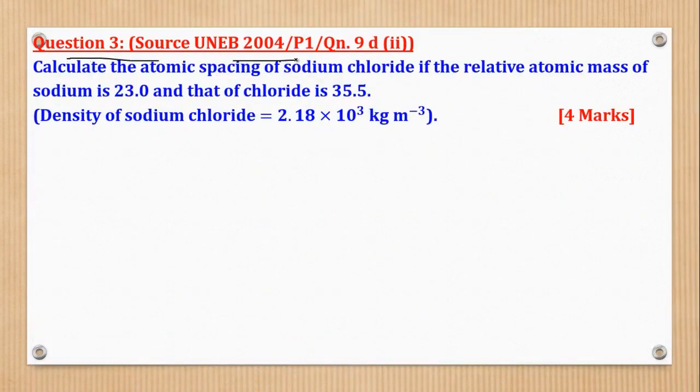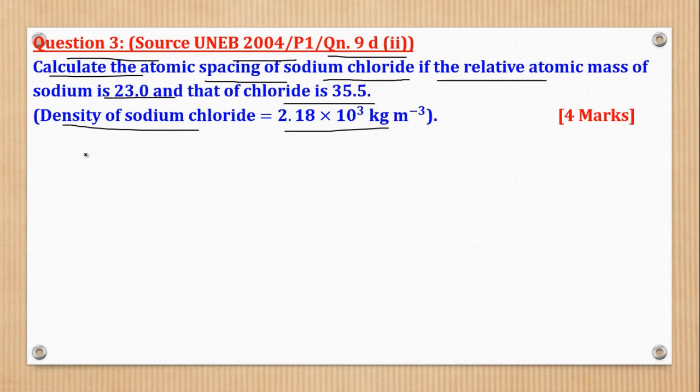Then question 3 came from UNEB 2004 paper 1 question 9D Roman 2 and says, calculate the atomic spacing of sodium chloride if the relative atomic mass of sodium is this and that of chlorine is that, and the density of sodium chloride is that.